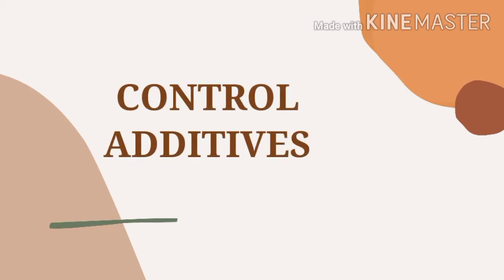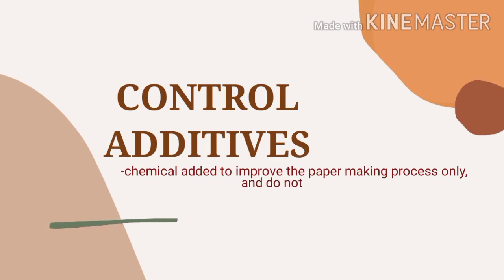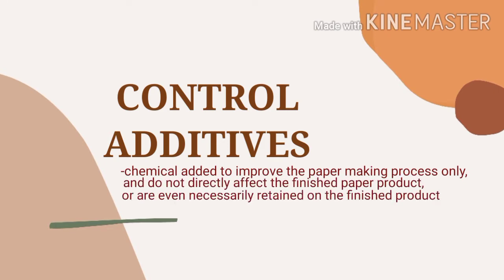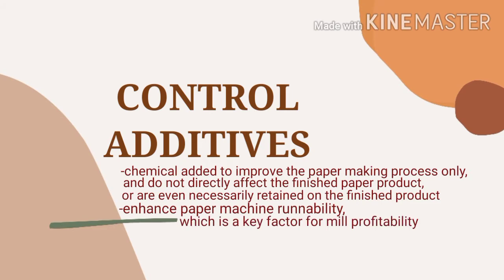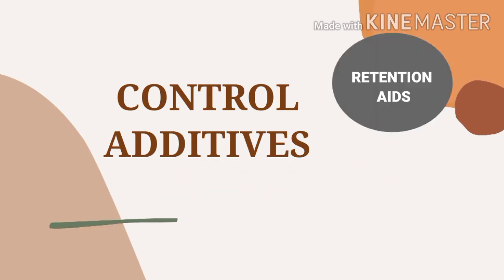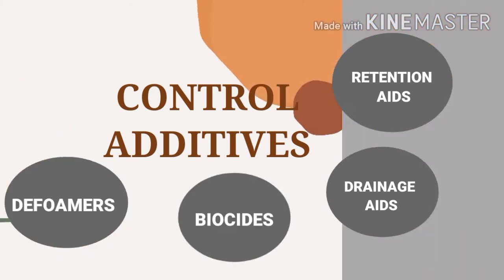Control additives can be defined as chemicals added to improve the paper-making process only, and do not directly affect the finished paper product, or are even necessarily retained on the finished product. They also enhance paper machine runnability, which is a key factor for mill profitability. Control additives include retention aids, drainage aids, biocides and defoamers.